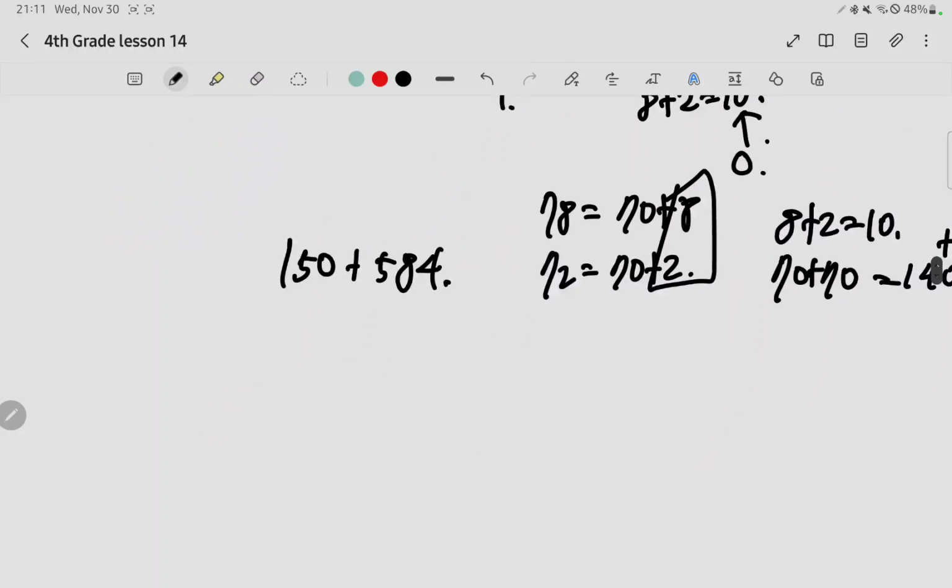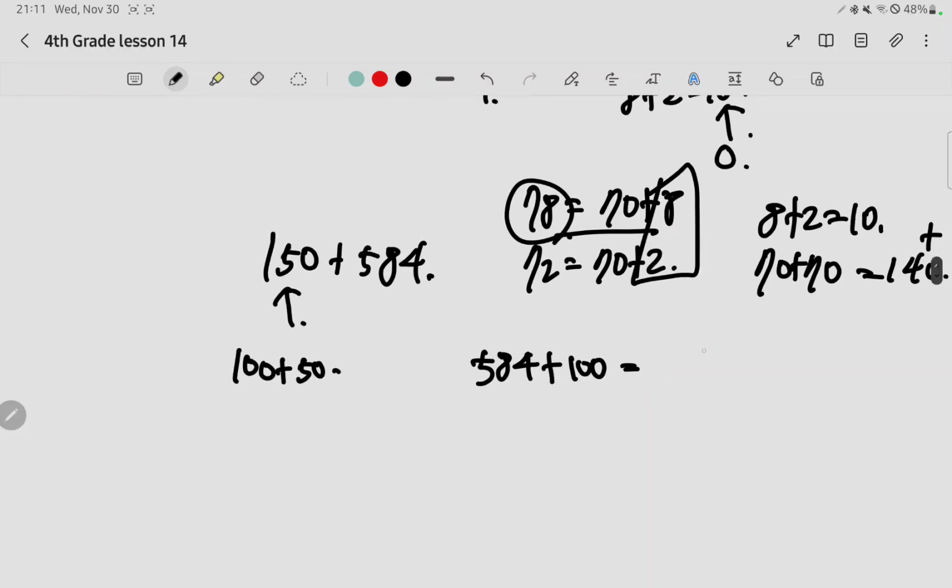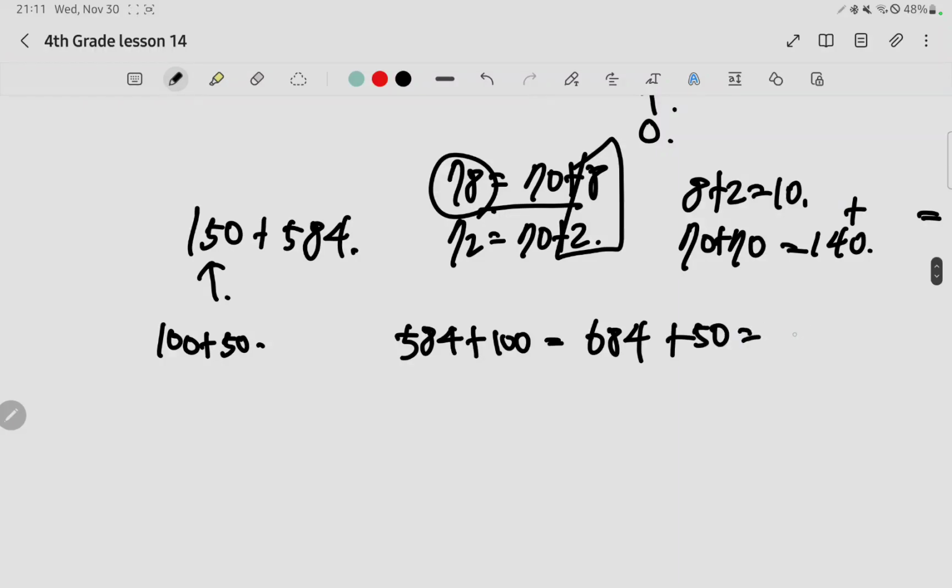So let's try to break this down again like this. 150 is 100 plus 50. So let's try to add 584 plus 100, which is 684, and plus 50, which is 734.